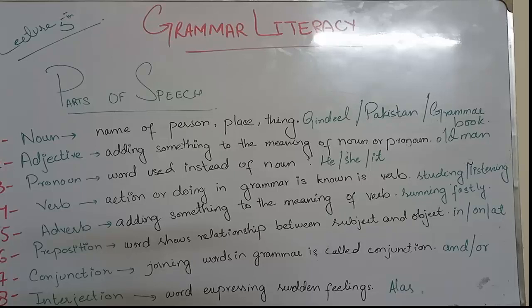Noun is the name of a person, place, or thing. Adjective is adding something to the meaning of a noun or pronoun. Pronoun, a word used instead of a noun. Verb, action or doing. Adverb, adding something to the meaning of a verb. Preposition, showing the relationship between the subject and the object. Conjunction, joining words. And interjection, sudden strong feelings, are called interjections.